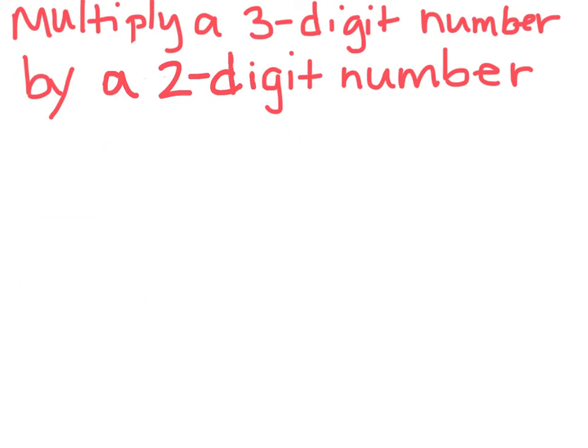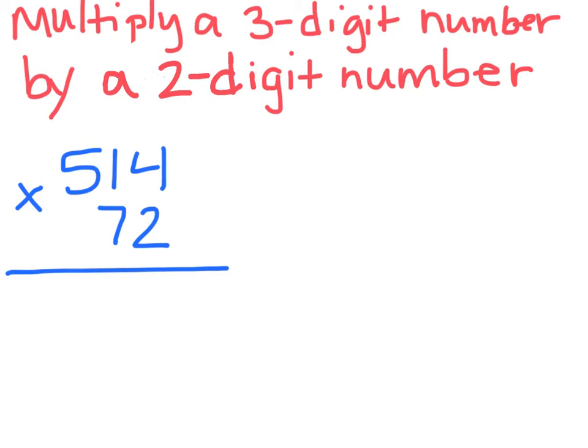Our next problem is 514 times 72. Okay, let's begin. First, we take the 2 in our 72 and multiply it by 514. 2 times 4 is 8. 2 times 1, or in this case you can think of it as a 10, is 2, or 20. 2 times 5, or 500, is 10, giving us an answer of 1,000.